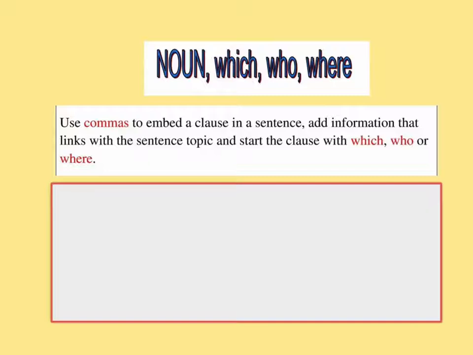So, in a noun-rich sentence, we use commas to embed a clause in a sentence, to add information that links with the sentence topic, and start the clause with which, who, or where. Hold on a minute, miss. What is to embed a clause? Fine. We think of a sentence that makes sense on its own. It needs to start with a capital letter, it needs to have a verb, it needs to talk about something, and it needs to end with a full stop. On top of everything, it needs to make sense.